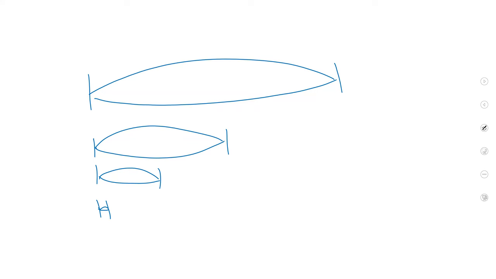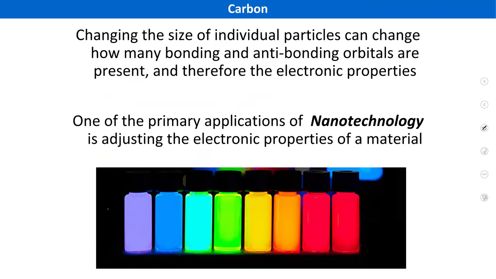And so the largest wavelength that we see here is going to be the largest particles. The lowest energy light is in the largest particles because we're confining it least. And then the smallest, the highest frequency, so smallest wavelength, means the smallest particles.